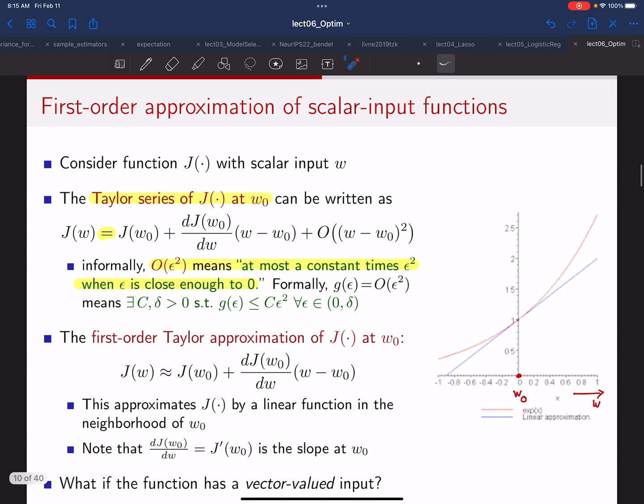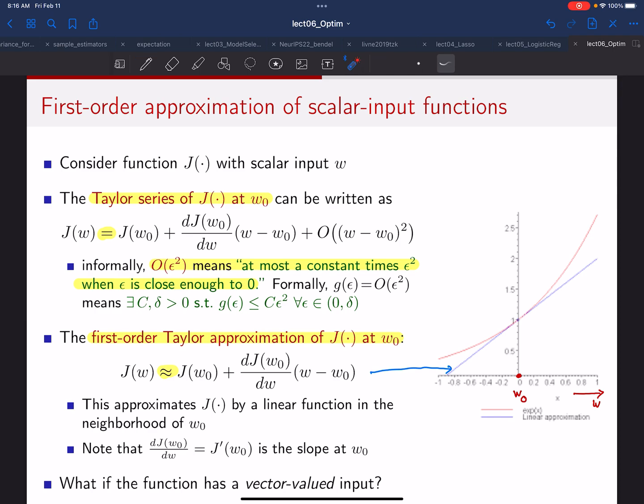Okay, so the way we can use this now is we're going to focus on the first part. But instead of writing it as an equality, we're going to write it as an approximation, and we're going to leave out this term. When we want to have an equality here, we need it, but when we leave this out, then this equality turns into an approximation. And so this is known as the first order Taylor approximation of the function J at this reference point, W0. And according to the picture on the right, this would be that blue line.